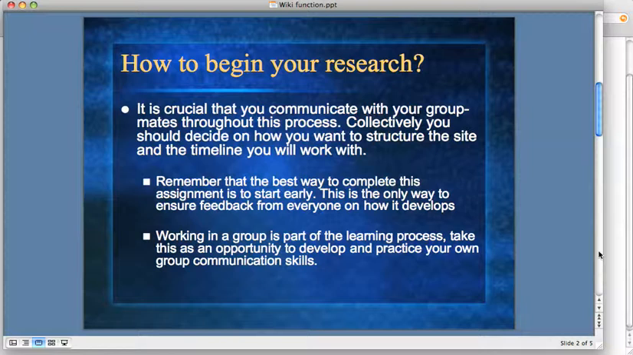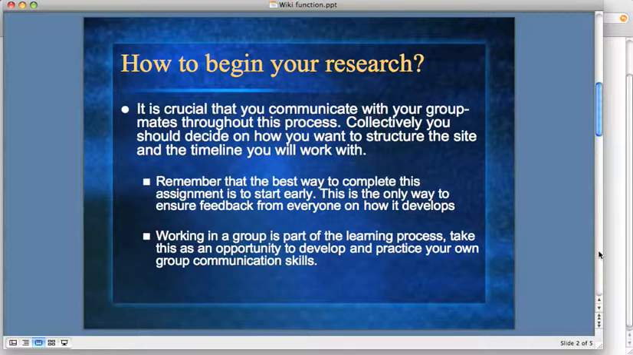This is the only way to ensure that everyone gets a chance to give feedback on your wiki as it develops, and it's the only way to make sure you do provide enough information and detail on the wiki. It's to start early and to figure out what extra information you need along the way.